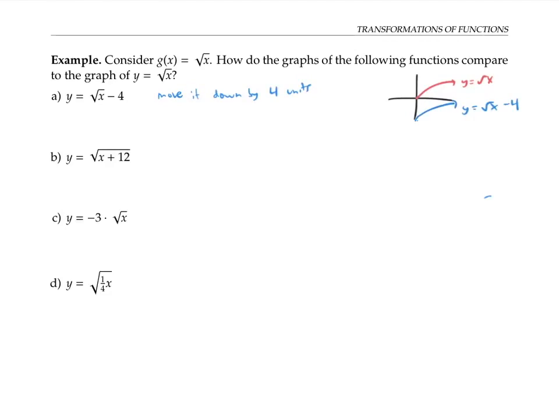In the next example, we're adding 12 on the inside. That's still a translation, but now we're moving horizontally, and so since we go the opposite direction we expect, we are going to go to the left by 12 units. That's going to look something like this.